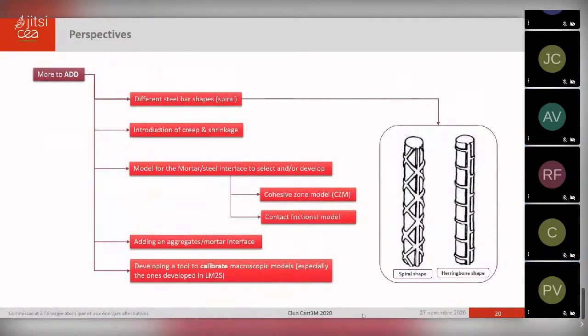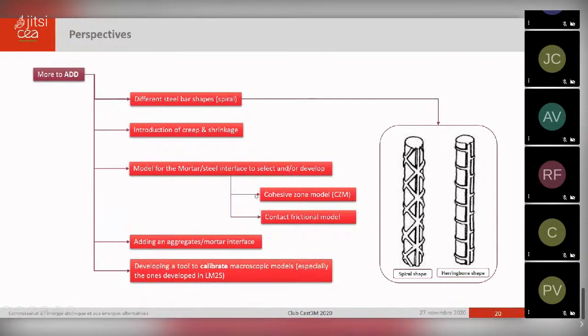More to add is a spiral bar, which will be modeled. It's not exactly this shape, but it's a spiral bar because it's the most common, and the comparison will be done with ribs which have different sections and different inclinations. We'll also be introducing creep and shrinkage to the model, and of course assigning a mortar-steel interface model, which is the most important at this point.